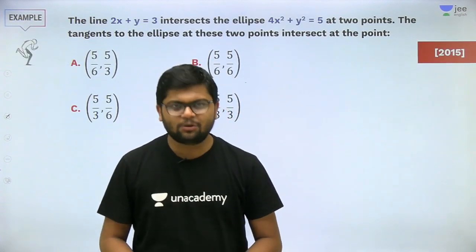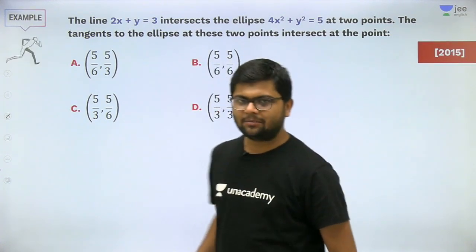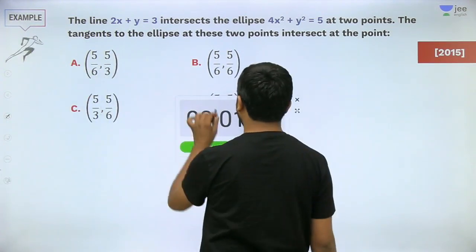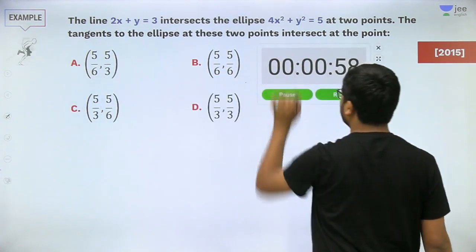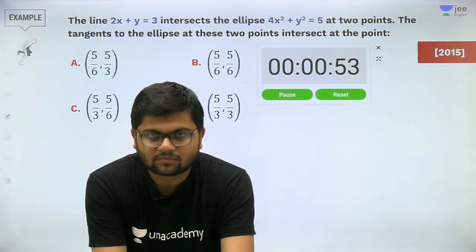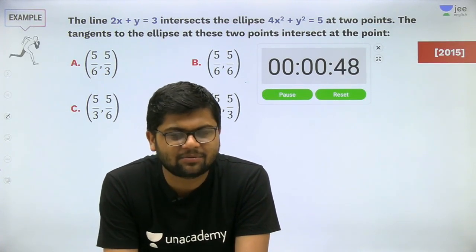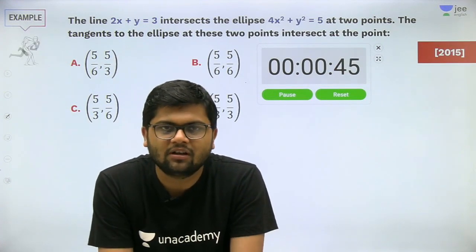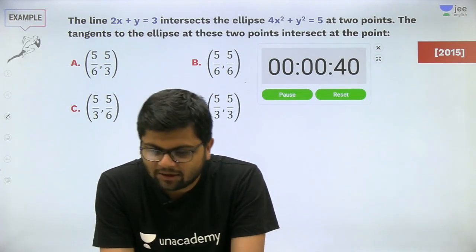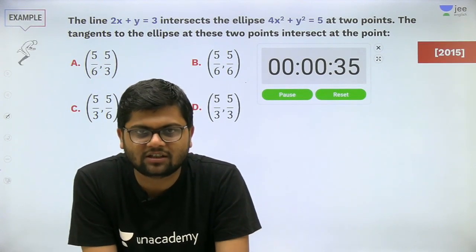Yeah, this is a beautiful question. The line 2x plus y equal to 3 intersects this ellipse. I am giving you 1 minute. Try solving it. It is a very wonderful question. Beautiful question. Okay. The line 2x plus y equal to 3 intersects this ellipse at two distinct points. Tangents to the ellipse at these 2 points intersect at a point. We need to calculate that point. Okay, so just try solving.